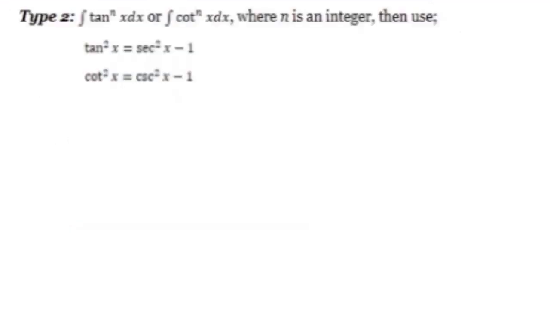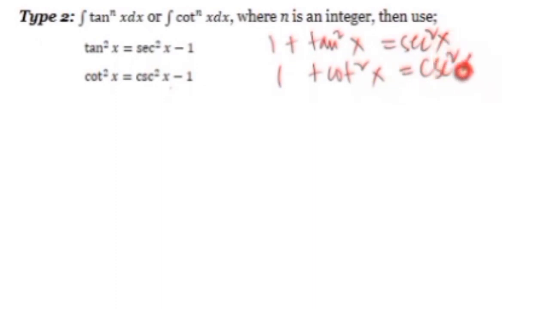So for type 2, we have the tangent x raised to n dx or cotangent x raised to n dx, where n is an integer. So to be precise, n is a positive integer. So we have to use the identity tangent square is equal to secant square x minus 1. Galing lang to dun sa may 1 plus tangent square x is equal to secant square x, and the cotangent square x is equal to cosecant square x minus 1, at galing lang to dun sa 1 plus cotangent square x is equal to cosecant square x.